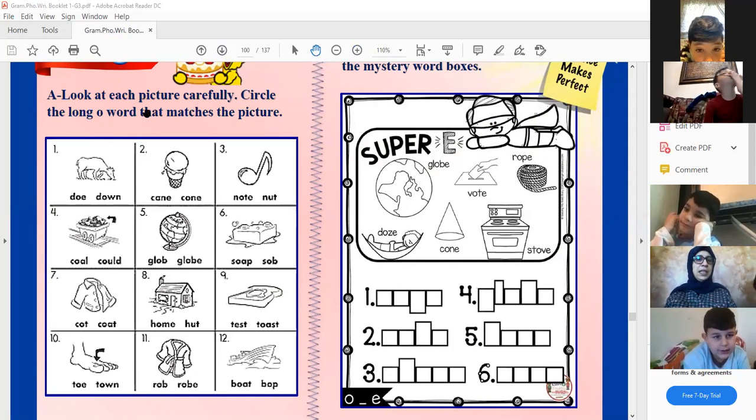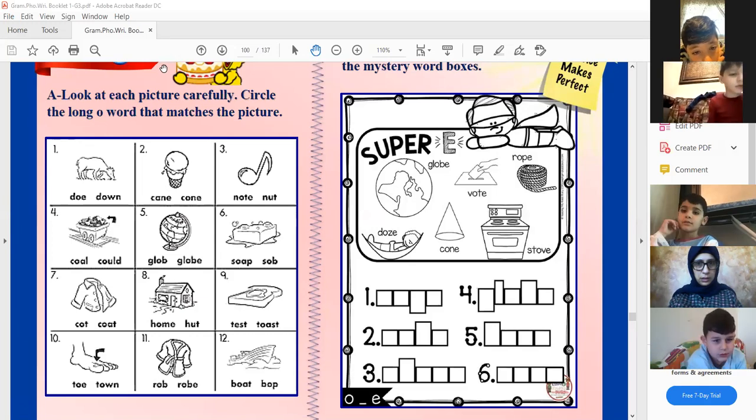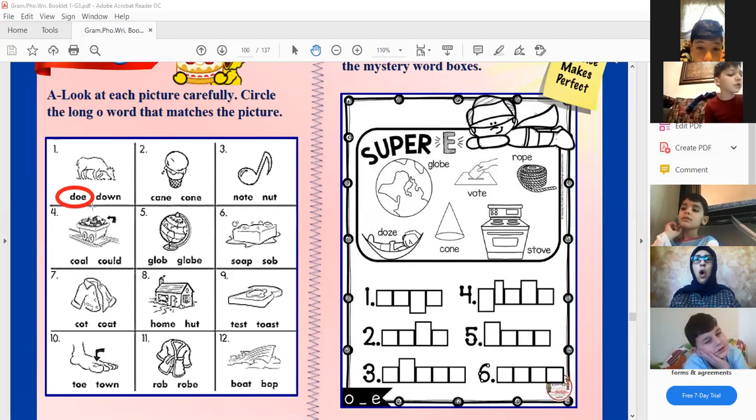Yalla Zain, look at each picture carefully. Circle the long O word that matches the picture. Do. Yes, do, because down doesn't have the long O.